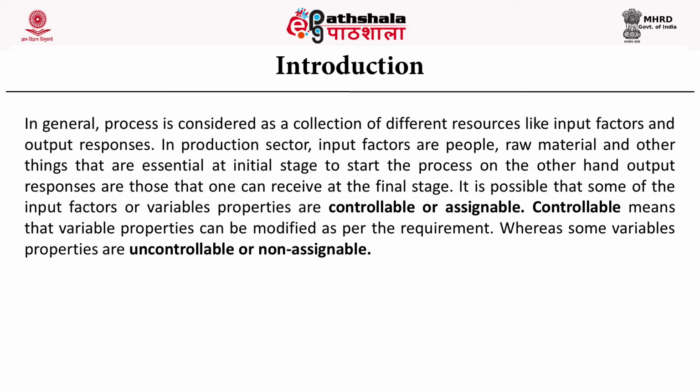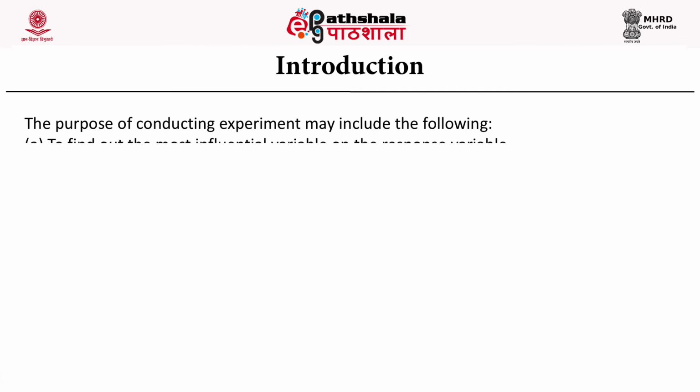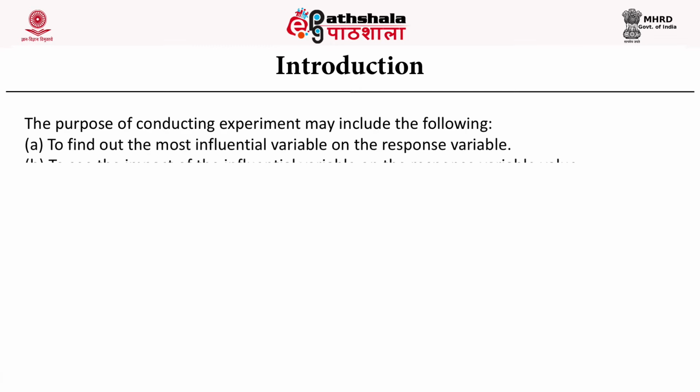It is possible that some of the input factors or variables properties are controllable or assignable. Controllable means that variable properties can be modified as per the requirement, whereas some variable properties are uncontrollable or non-assignable. The purpose of conducting an experiment may include the following things.